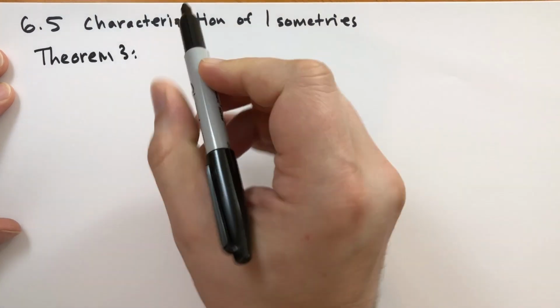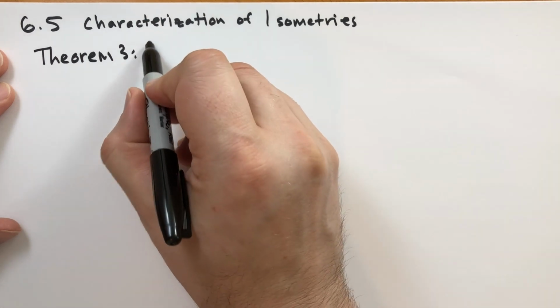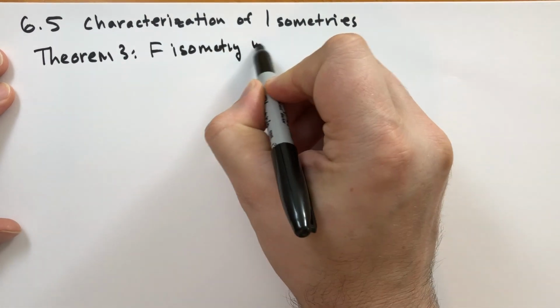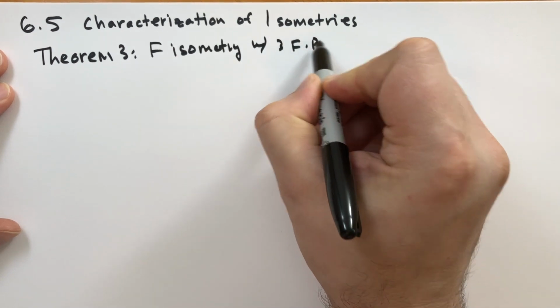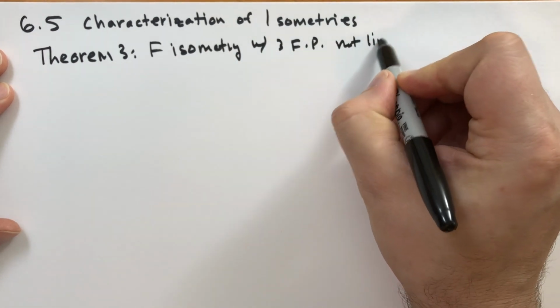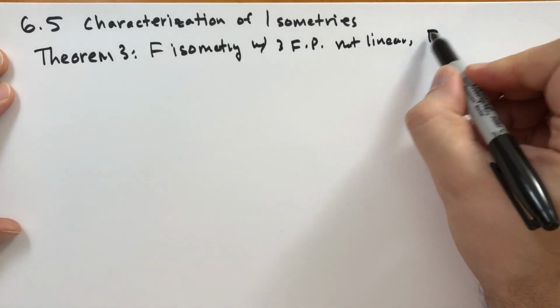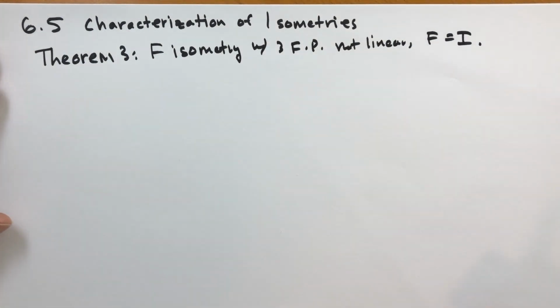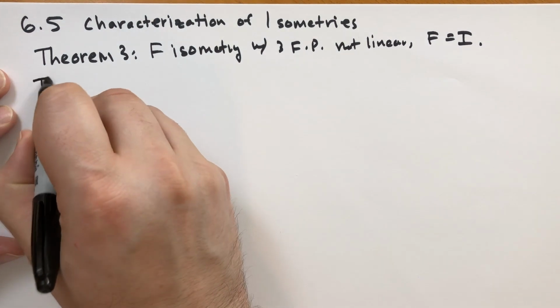Theorem 3 basically says if you have an isometry with 3 fixed points that are not collinear, then F must be the identity, right? That's Theorem 3. Not going through the proof here at this time. You can go back and review a couple sections ago when we did go through the proof. Right now we're going to prove Theorem 4.